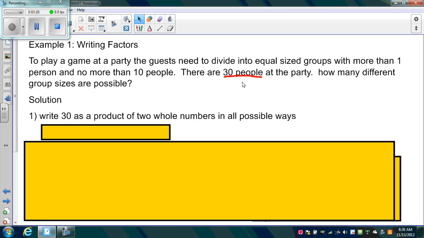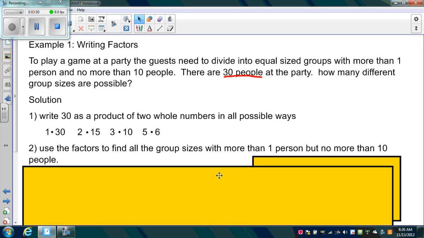So 30 people total, you need to be divided into groups. The first step is you want to write 30 as a product of two whole numbers in all the possible ways. So for example, you could get 30 by saying 1 times 30, 2 times 15, 3 times 10, or 5 times 6. All of those are going to give you 30. The second step is then to use the factors to find all the possible group sizes with more than one person, but no more than 10.